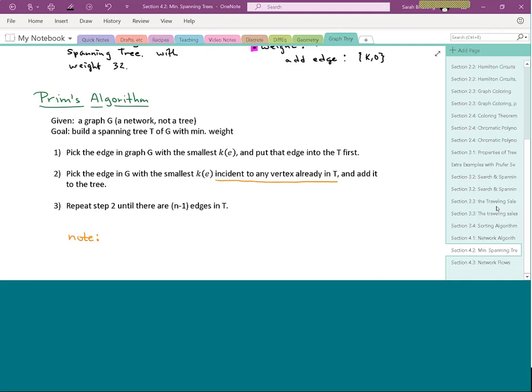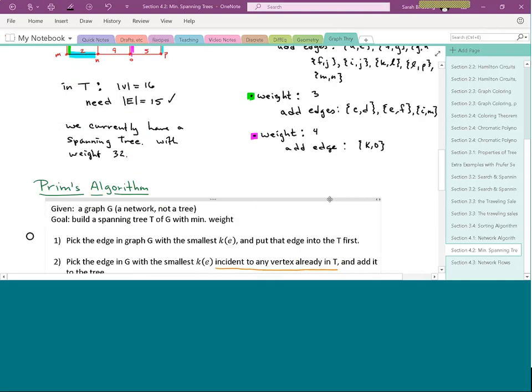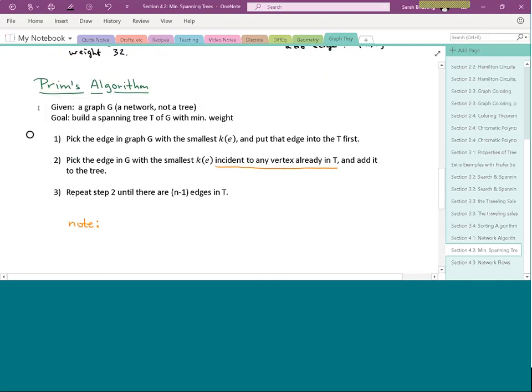Now, at each stage, you're still having to go and build a tree. So at each one of these stages, when you're picking an edge, you do have to make sure that you don't complete a circuit. So don't complete a circuit.